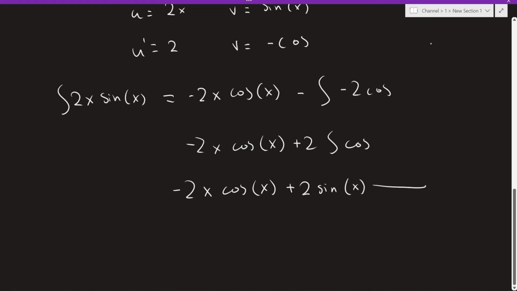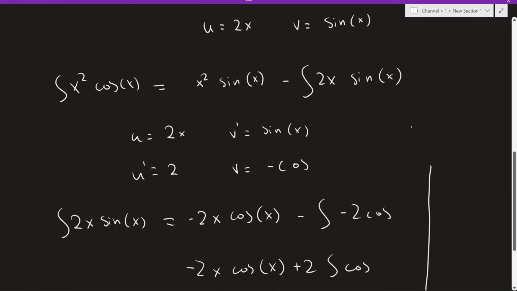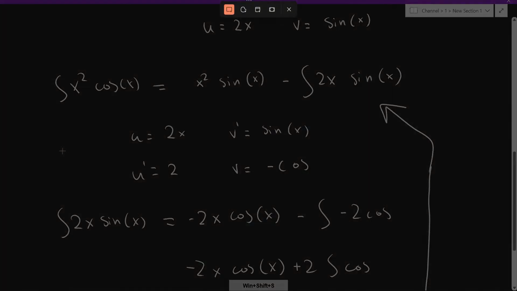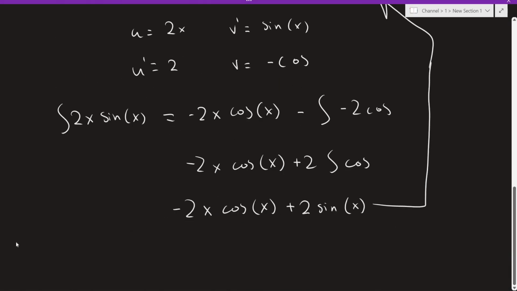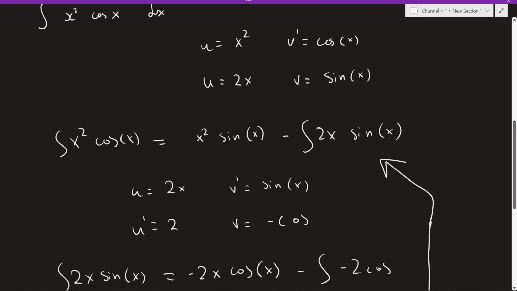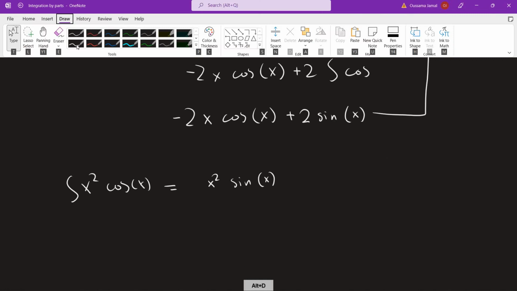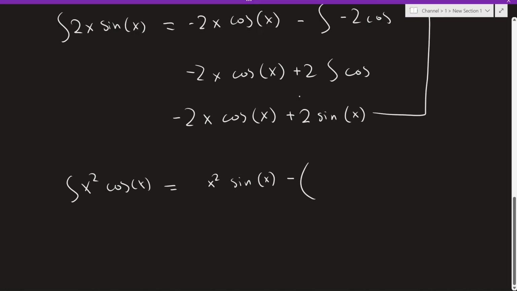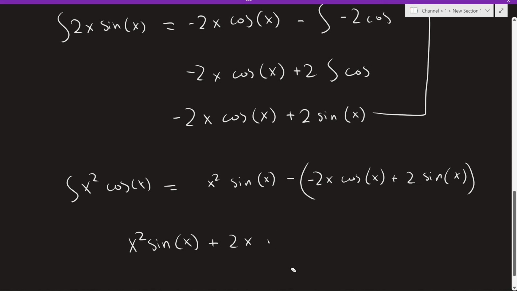As I said, you have to replace this instead of the 2x sine x. So what's going to happen here is that I'm just going to put them beside each other. Oh, don't forget the negative. There's a negative here, right? Don't forget it. Then you write it here, and then add this whole thing here: negative 2x cosine x plus 2 sine x. Now distribute the negative and then add the plus c and you're done. And that's it.